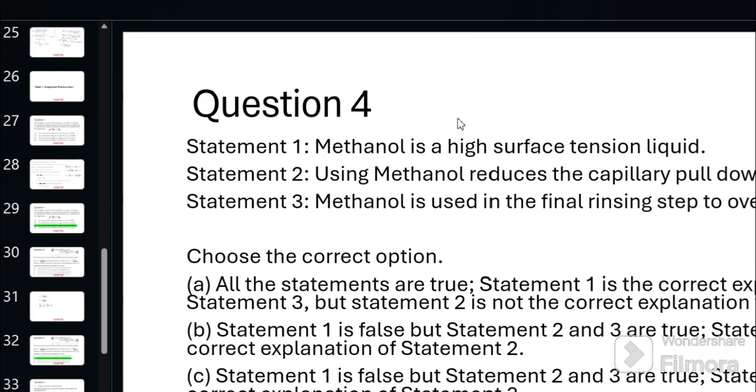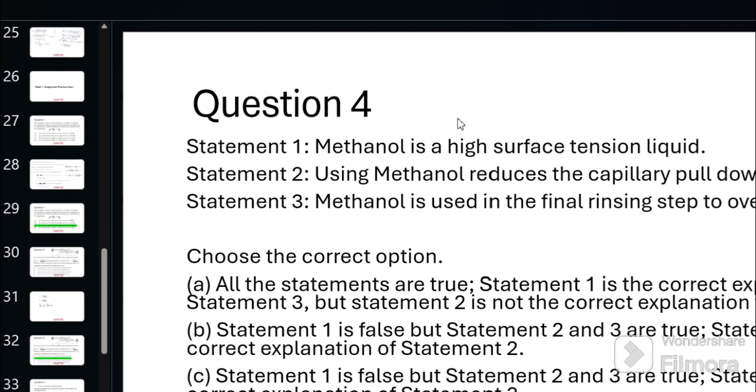The options are: all the above statements are true; statement 1 is the correct explanation of statement 3, but statement 2 is not the correct explanation for statement 3; statement 1 is false, but statements 2 and 3 are true, and statement 3 is the correct explanation for statement 2; statement 1 is false, but statements 2 and 3 are true, and statement 2 is the correct explanation of statement 3; and all the statements are false. These types of questions can be asked to confuse you.